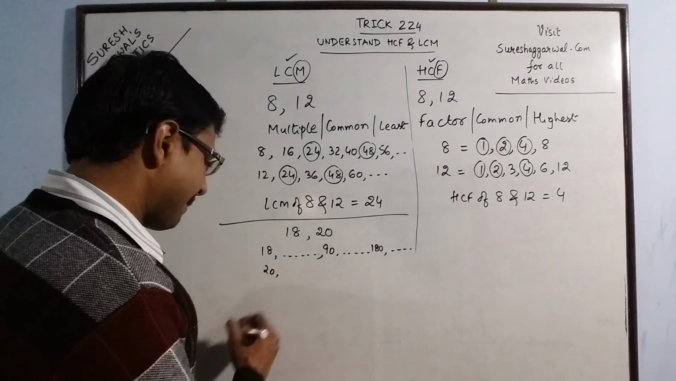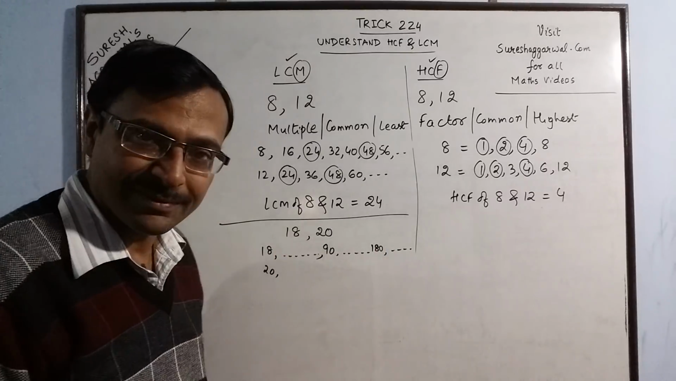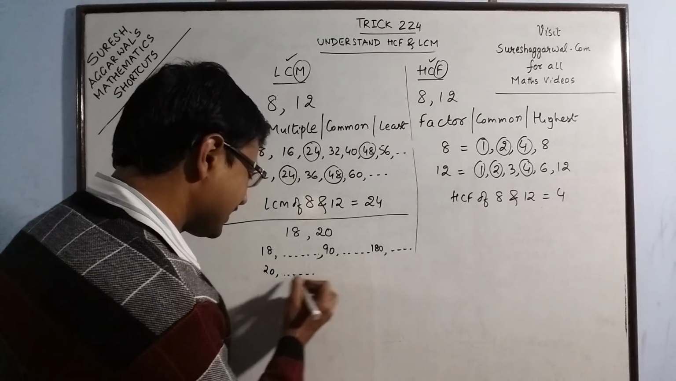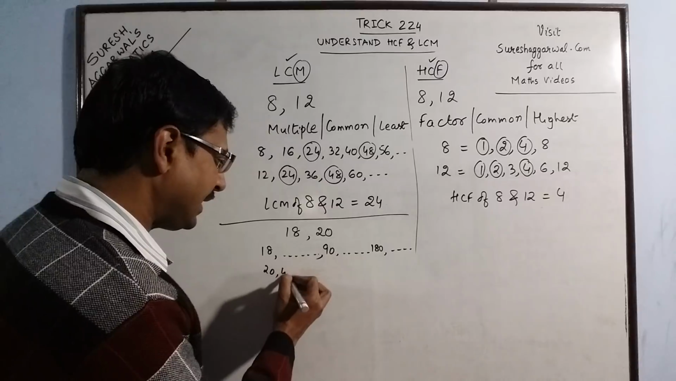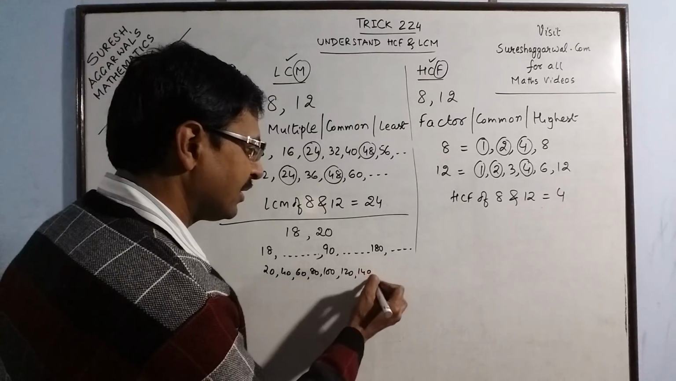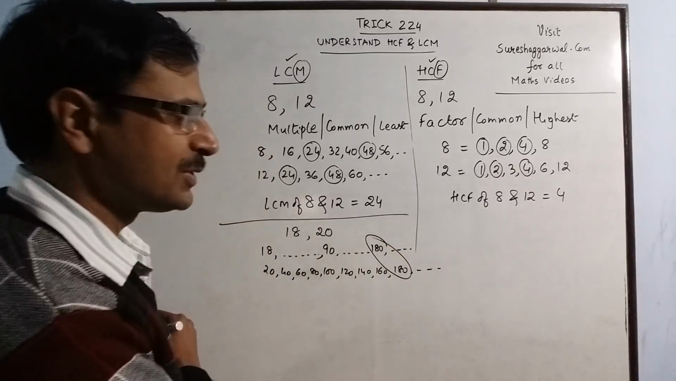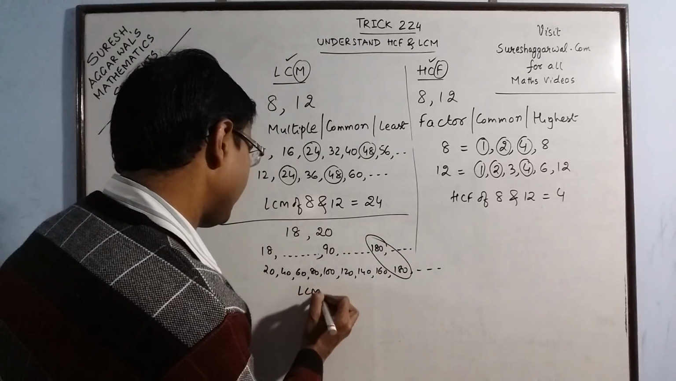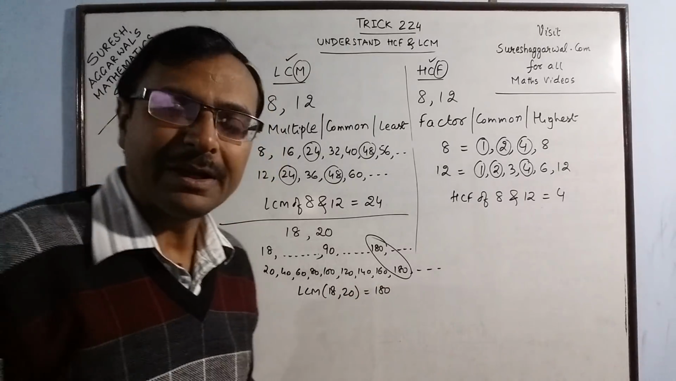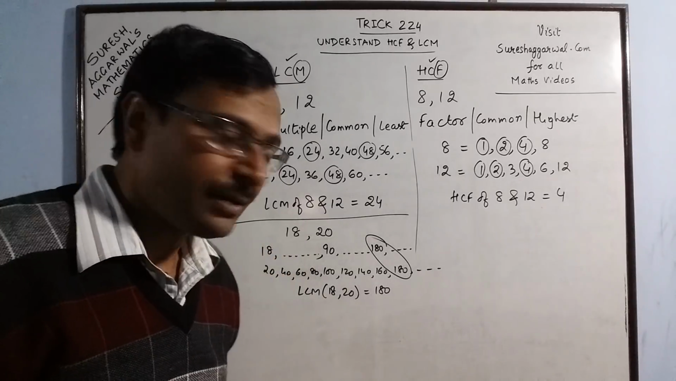So 20. Now after 20 I have 40, 60, 80 which cannot be common in this. So I have to write it up to, see, 40, 60, 80, nothing is common. See, 100, 120, 140, 160, nothing is common up to what I reach 180. So the LCM of 18 and 20 is 180. See, with a little bit of understanding, just by looking at the numbers 18 and 20 you can find the LCM of 18 and 20.